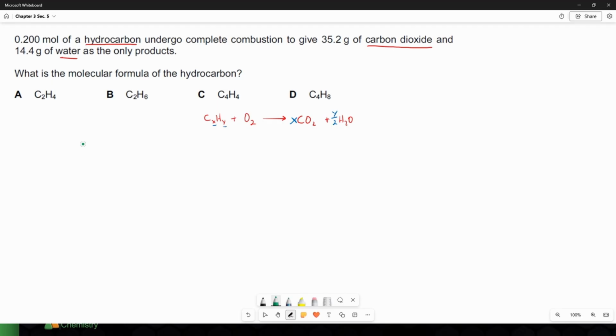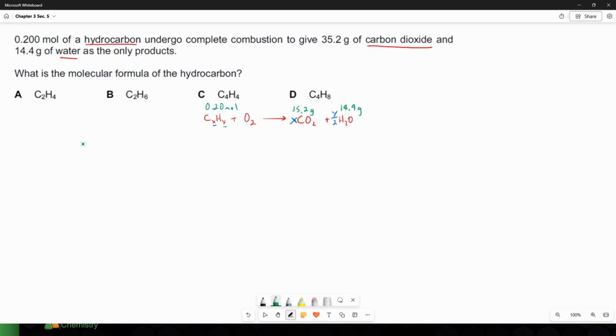So here we're told we have 0.20 moles of this compound reacting, and that those 0.20 moles of this compound reacting make 35.2 grams of carbon dioxide and 14.4 grams of water.